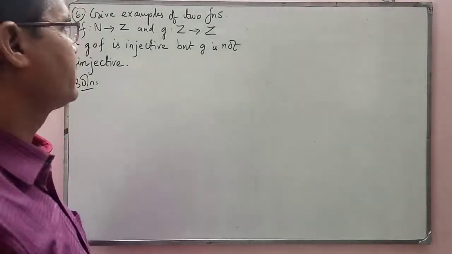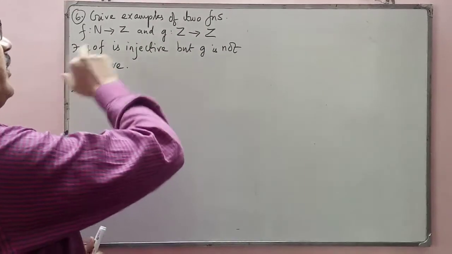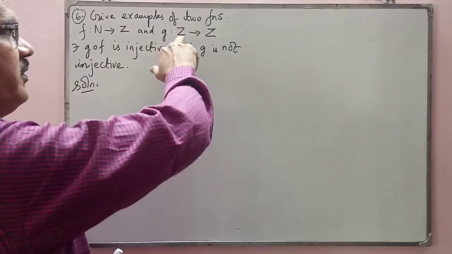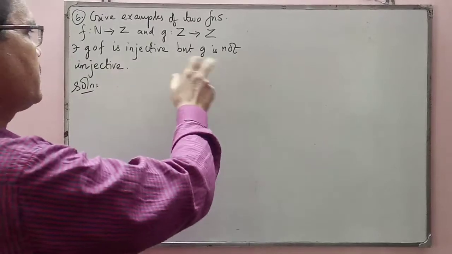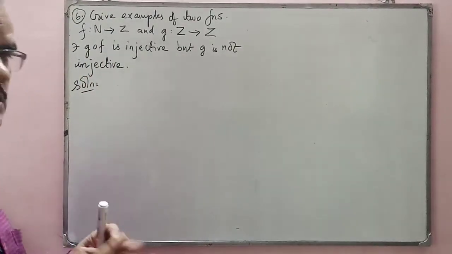Children, this is your sixth question. The question says, give examples of two functions, f from natural numbers to integers, N to Z, and g from integers to integers, such that gof is injective but g is not injective. Okay, the clue is given in the question itself.